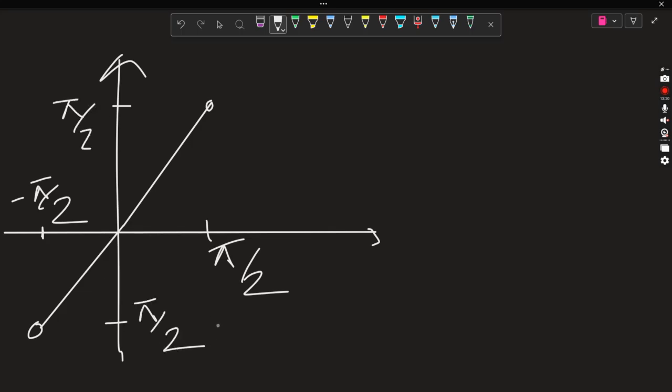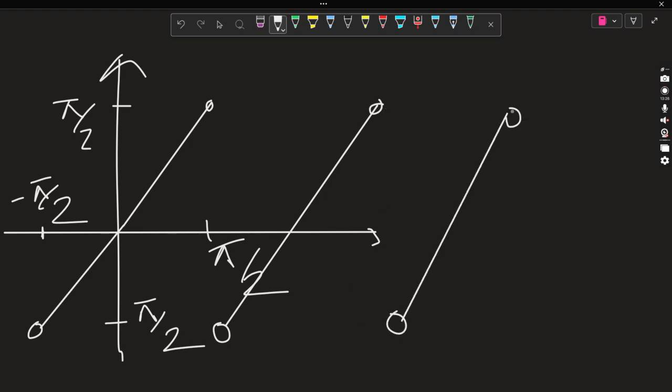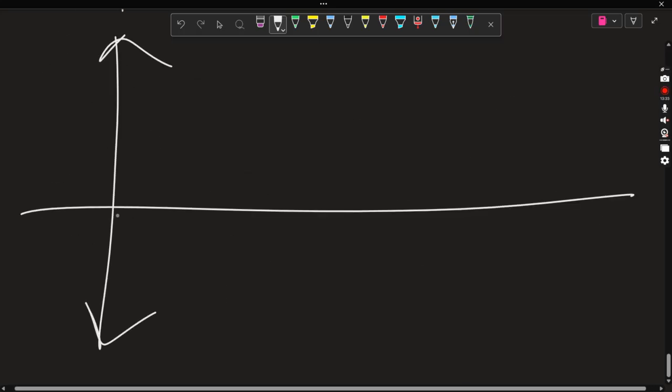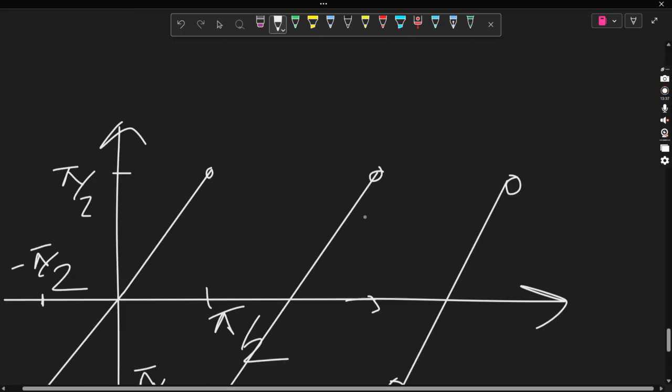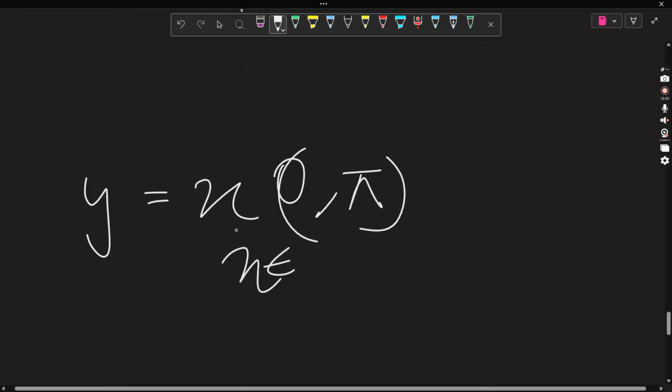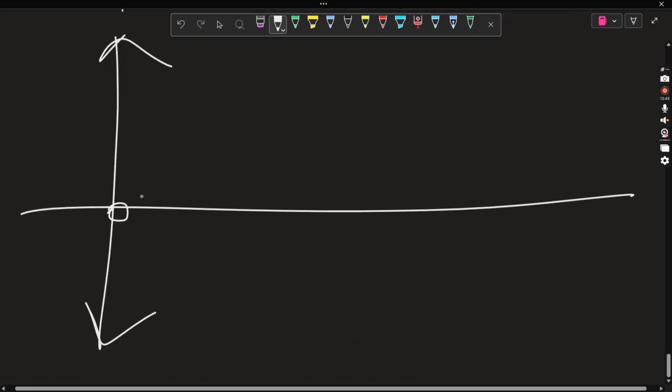So yep, this is your graph. Now you just need to repeat it continuously, and so on. Okay, in case of cot, 0 to pi open. If you know that cot inverse of x, 0 to pi open, it is invertible.